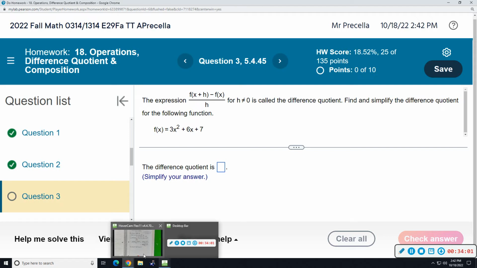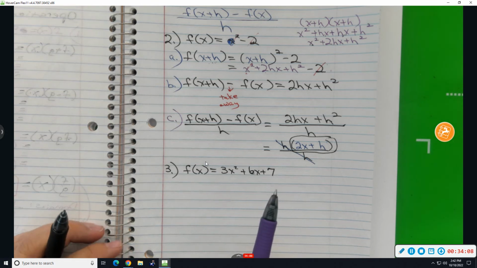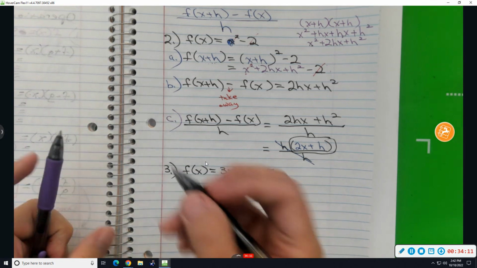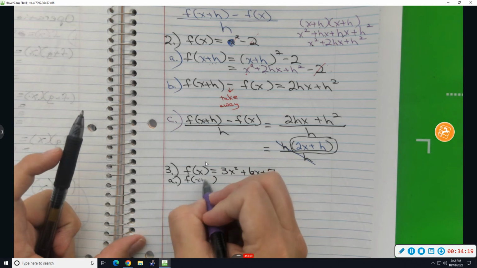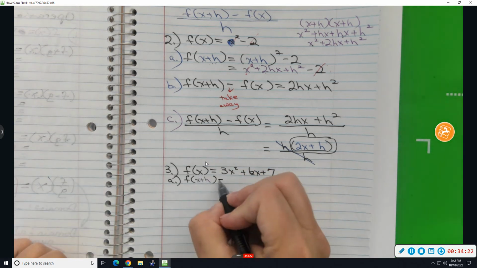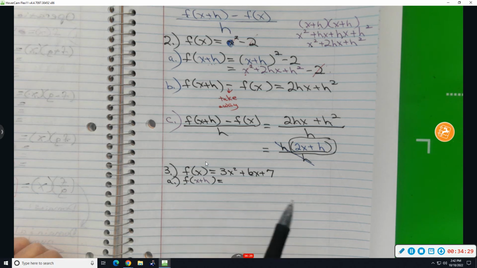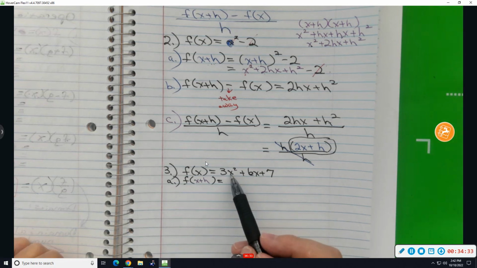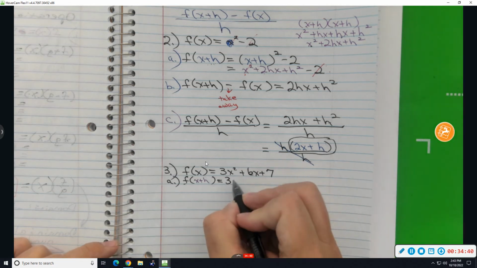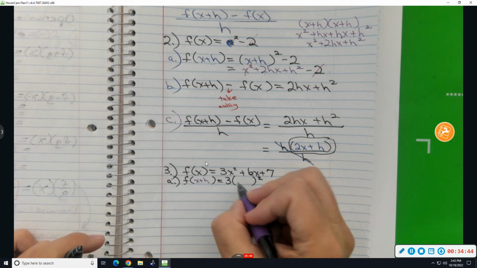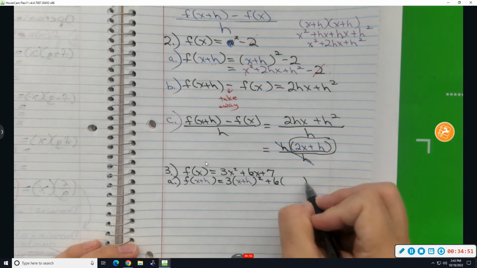And switching over to where I'm writing. The long part of this is part A, finding f of x plus h. So the A part, f of x plus h, says go to f, and wherever you see a variable, replace it with x plus h. There are 2 variables, so we're going to have 2 x plus h's. You have to replace that first x with x plus h, and I have to replace that second x with x plus h.